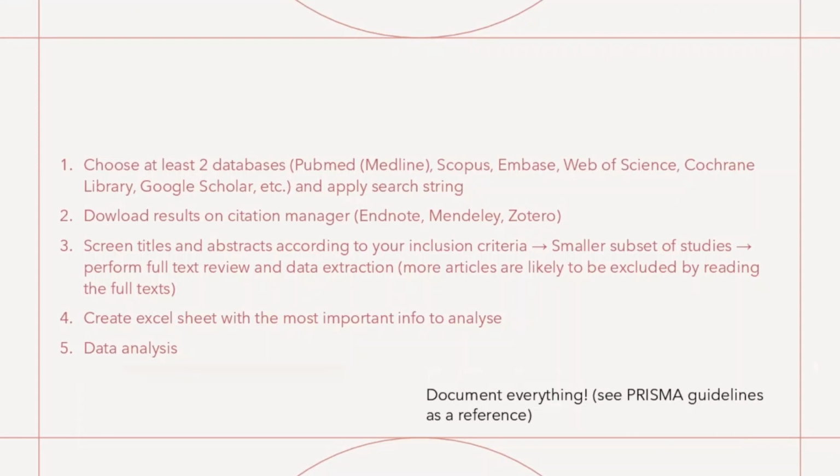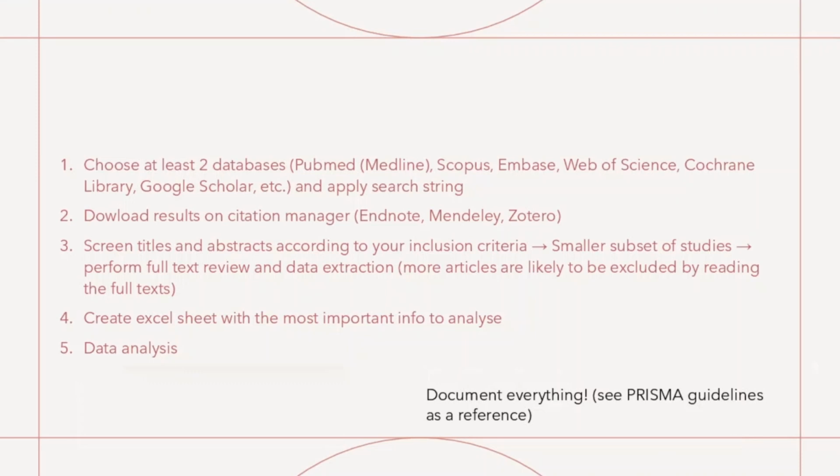Once you have screened your results one time, you should then read their full text and perform the extraction. In this step of the systematic review, it is likely that more articles will be excluded because you will find something in their full text that doesn't comply with your inclusion criteria. After you have performed the data extraction, you can organize your results in an Excel sheet with the most important information to analyze, and then you can perform the data analysis.